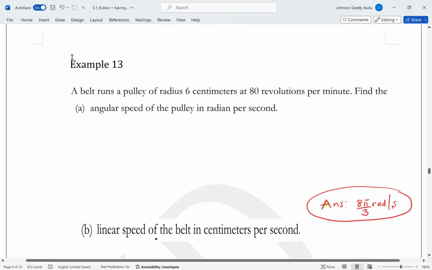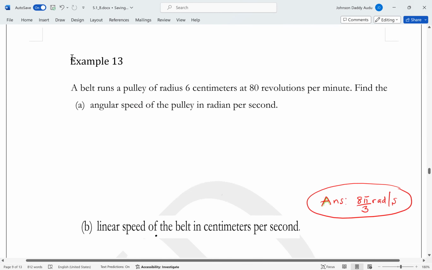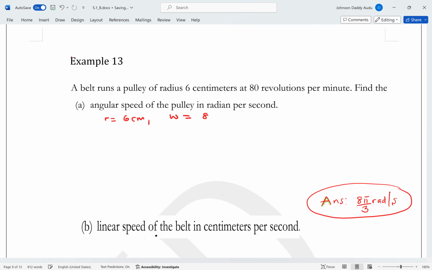Okay, so let's try to solve this one. 13. It says a belt runs a pulley of radius 6 centimeter. So if you're running a radius of 6 centimeter, so R is equal to what? 6 centimeter. Omega is 80 revolution, right? 80 revolution per minute, yes. So we want to find the angular speed in radian per second.